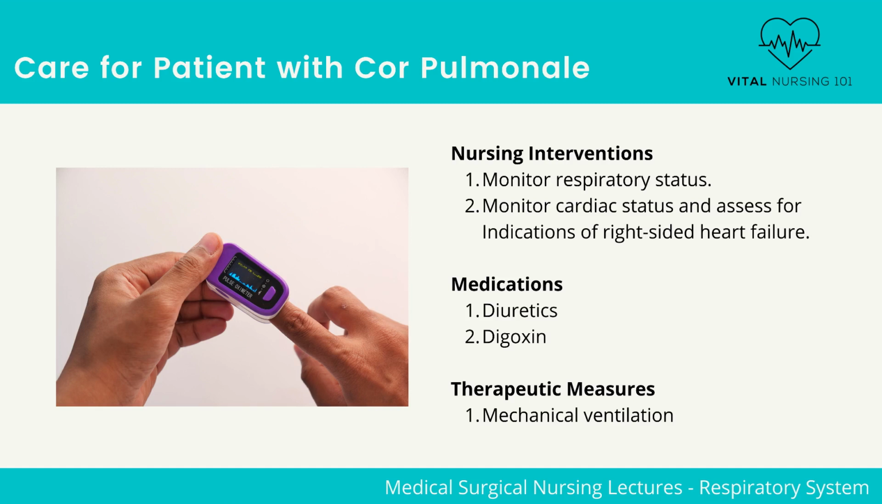Medications for cor pulmonale include diuretics and digoxin. Therapeutic measures for cor pulmonale is mechanical ventilation to assist with breathing.